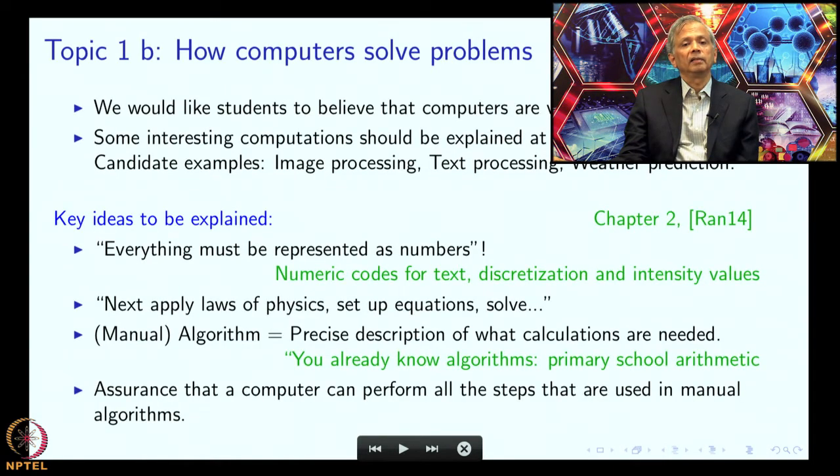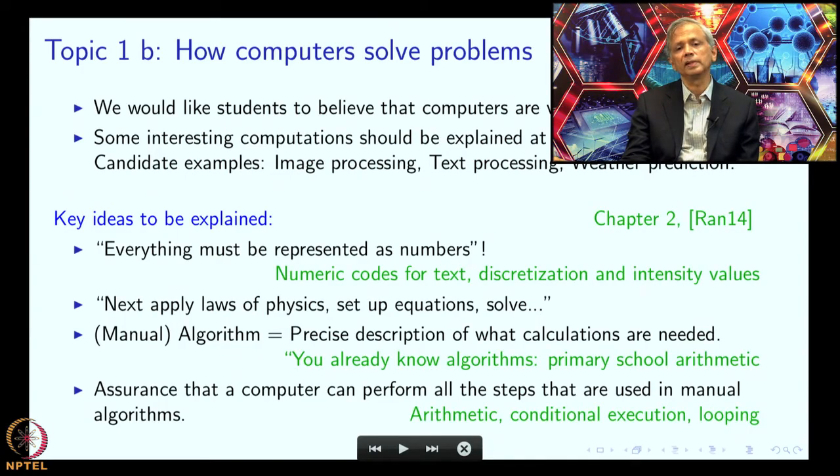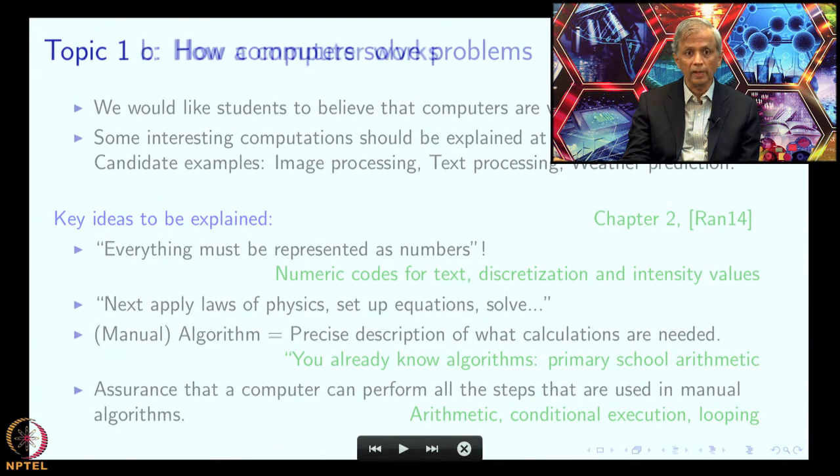And then we need to assure students that a computer can perform all the steps that are used in manual algorithms, and so whatever manual algorithm you have, we can somehow feed to a computer as well. If in your manual algorithm you are doing some arithmetic, your computer will be able to do it. If in your manual algorithm you say that if this is 0 then do this, if it is not 0 don't do this, we will be able to say all that in the instructions that we give to the computer.